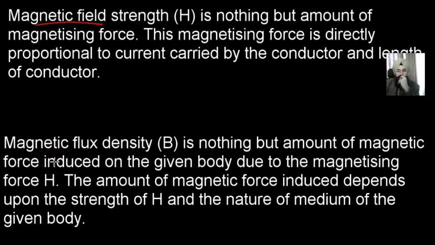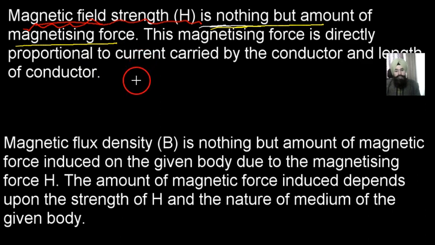Now the magnetic field strength H, magnetic field intensity I mean to say, when it is just generated by the coil, is nothing but the amount of the magnetizing force. So what's the role of the magnetizing force? The magnetizing force is directly proportional to current carried by the conductor and length of the conductor. I already told H is equal to Ni.